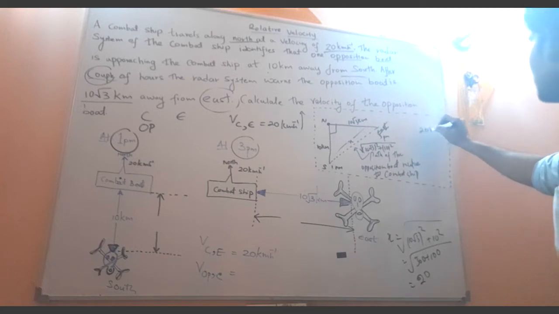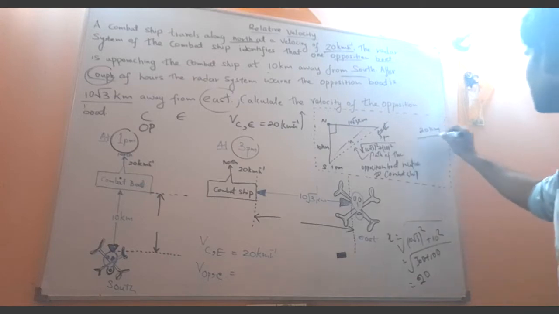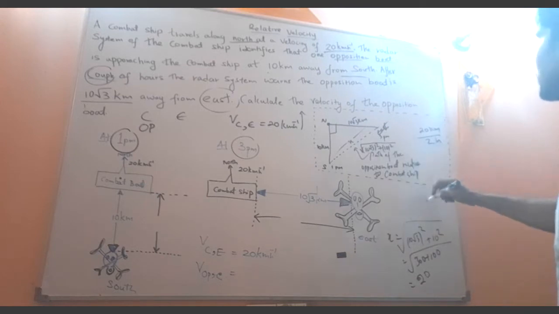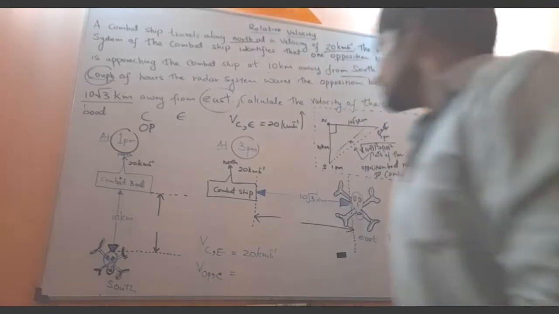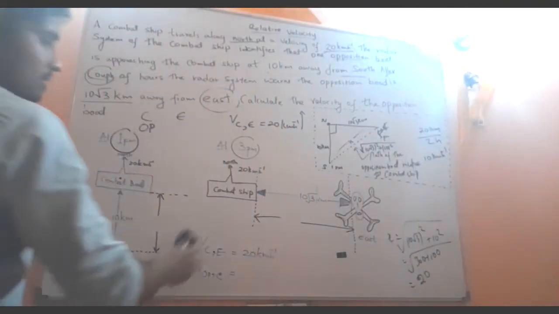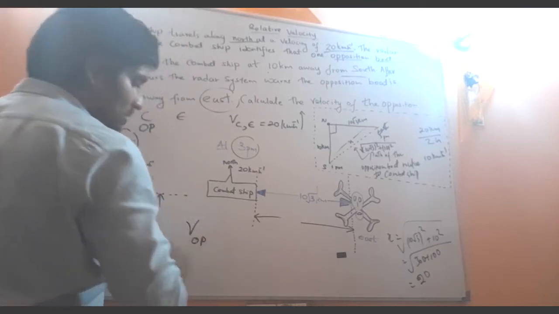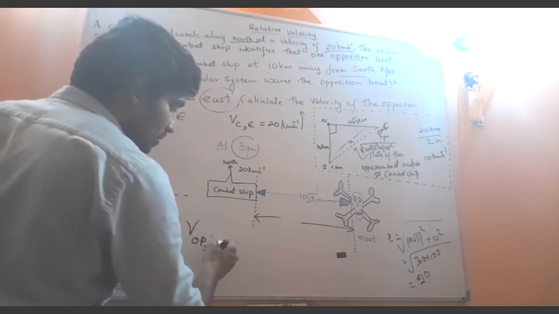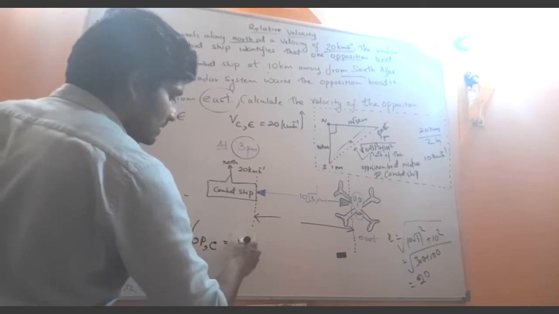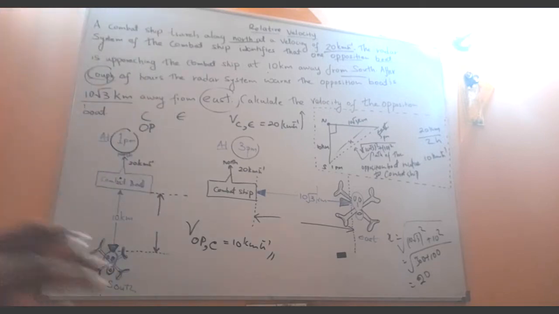Now that 20 kilometer distance is achieved within a couple of hours, that means within 2 hours. So divide this by 2 hours. So what is that velocity? 10 kilometers per hour. That is the velocity of the opposition boat. Velocity of the opposition boat with respect to combat ship equals 10 kilometers per hour. So that part is okay.